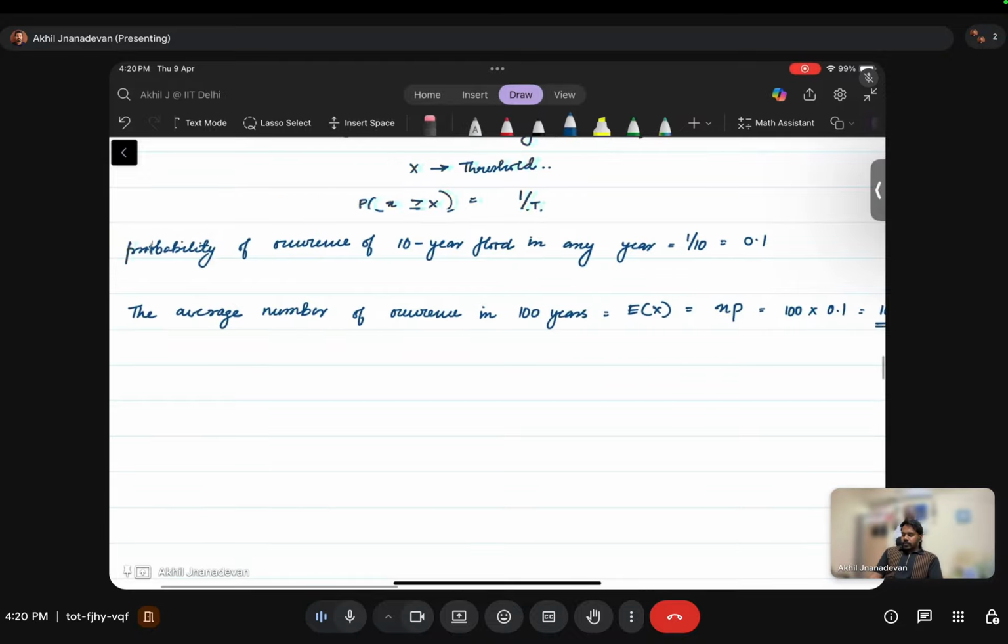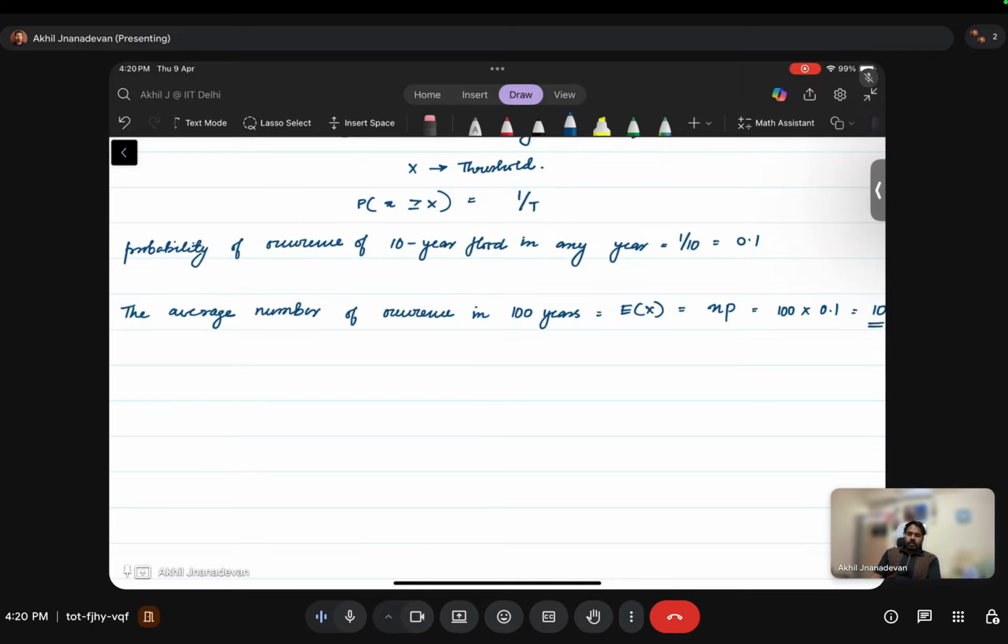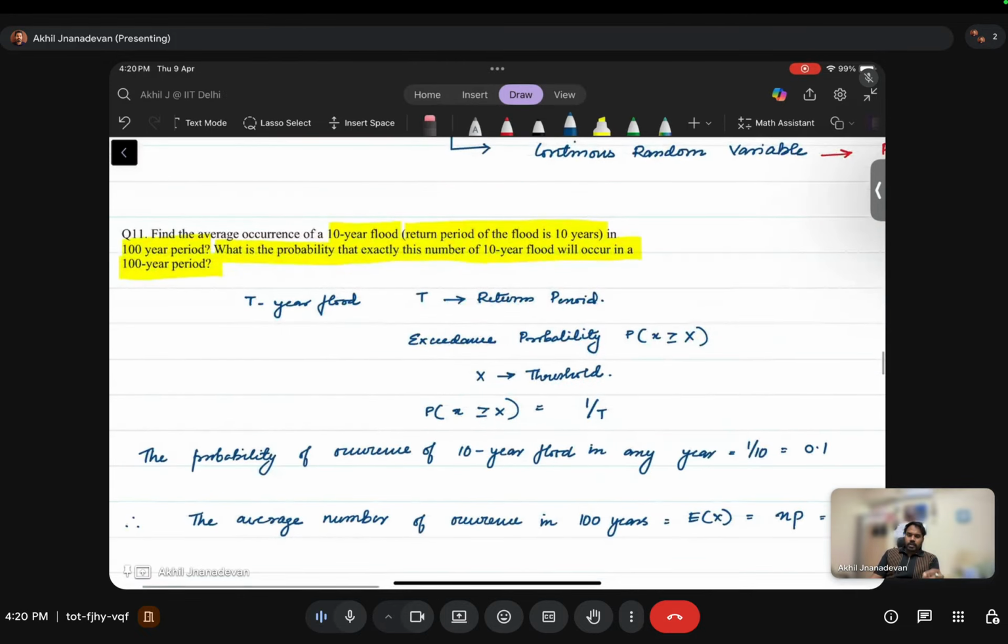Right. So that is the answer of the first question. In a way, we can directly see it in the question. The return period of the flood is 10, so once it will occur in 10 years. So in a 100-year period, there are 10 ten-year periods, right? So in each 10-year period, it will occur once. The average number of times of occurrence will be 10.